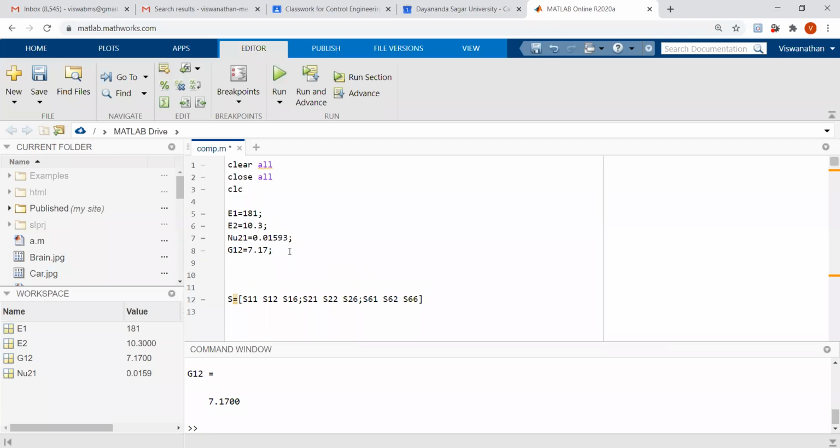Now, what is S11 equal to? 1 divided by E1. You don't want that value to be shown there, so you put a semicolon at the end. What is S12 equal to? Nu21 by E2.